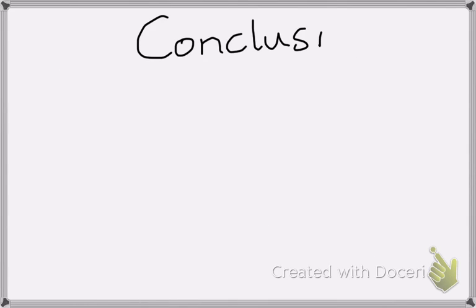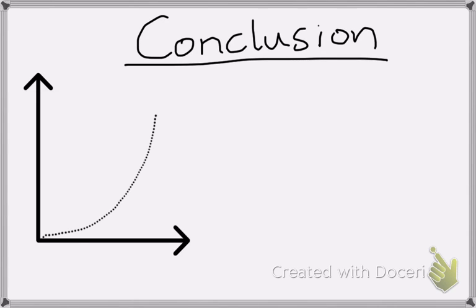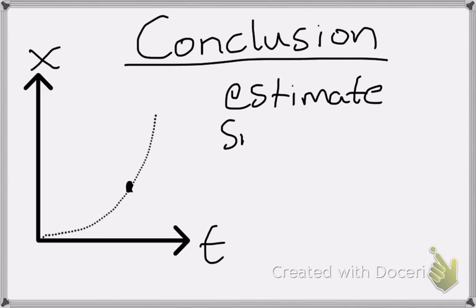So here's our conclusion. When finding the slope at different points on a position time graph that's curved, if we want to find it at any point, we need to find smaller and smaller intervals. So we're going to have to do some estimating to make this work.